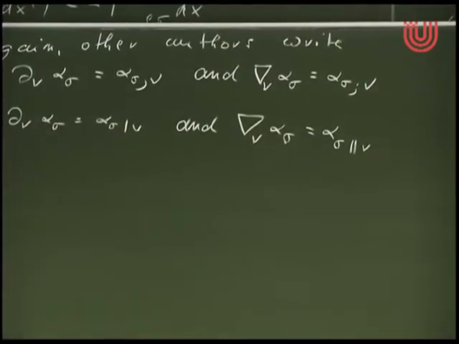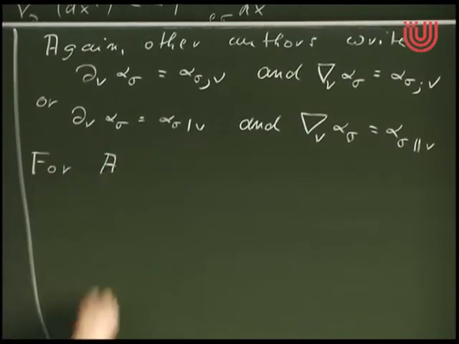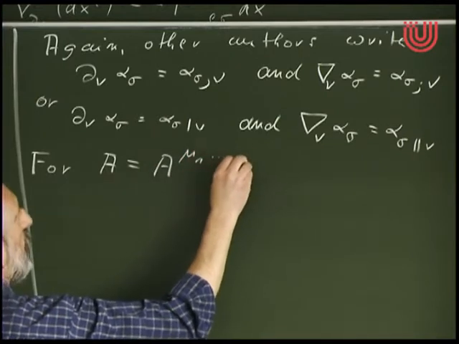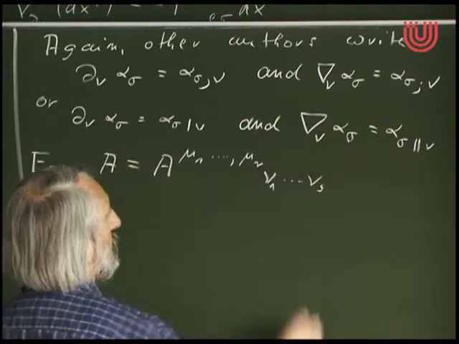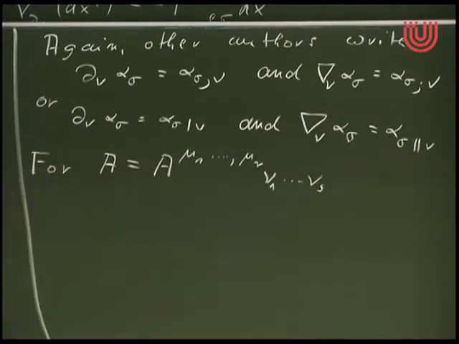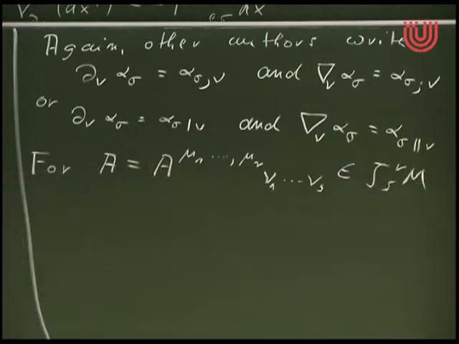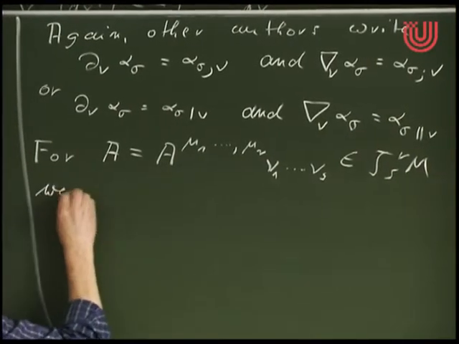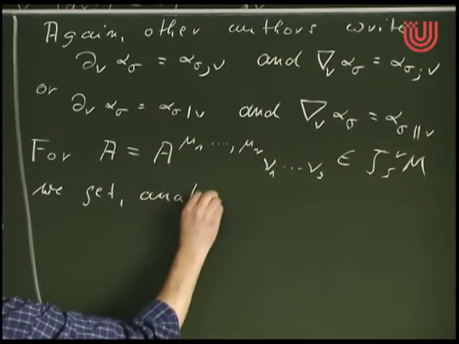Okay, and now we can do this for a tensor field of arbitrary rank. So what would this be? It would have r upper indices, say mu1 to mu r, and it would have s lower indices, say nu1 to nu s. So that would be a tensor field T^r_s of M. And what's the covariant derivative? I don't show you the details now, I just write the result. You get this analogously.